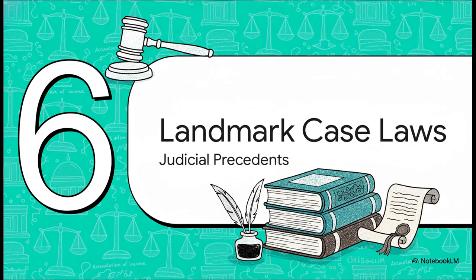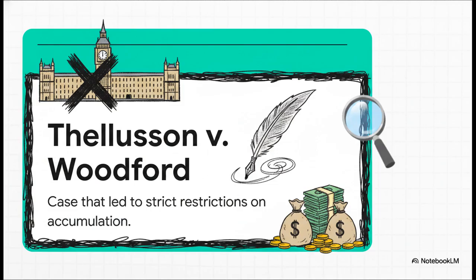Finally, heading 6. Landmark case laws. Thellusson versus Woodford. This is the famous case leading to restrictions on accumulation. Pick up your pens right now and draw a prominent box around this exact case name on your paper. This is the absolute genesis of this legal doctrine, and the facts are truly fascinating.